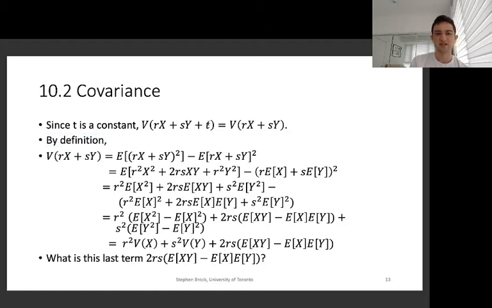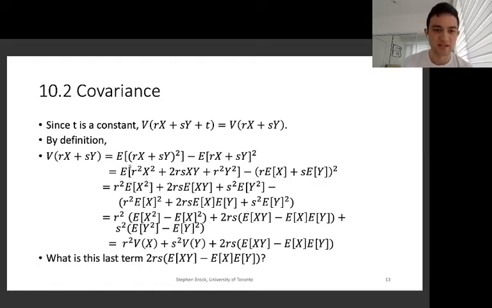Since t is a constant, we can remove the t, with the same logic we used earlier, if we replaced Rx plus Sy with, say, a random variable W. All right, so by definition, the variance of Rx plus Sy is equal to the expected value of, and please forgive me for these unaligned equals, I could not get it to align, but hopefully it doesn't affect the readability too much. By definition, we have the expected value of Rx plus Sy all squared, minus the expected value of Rx plus Sy, the expectation squared.